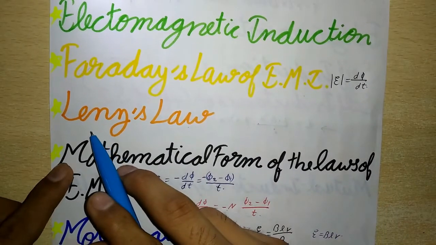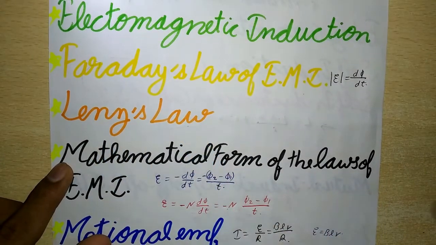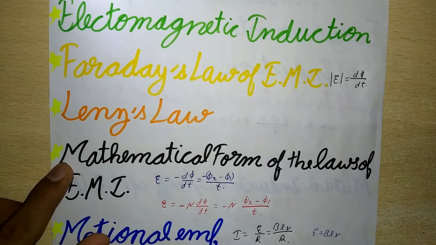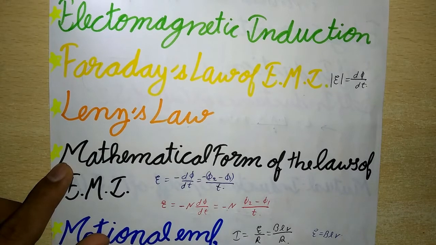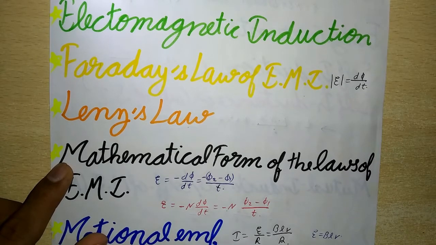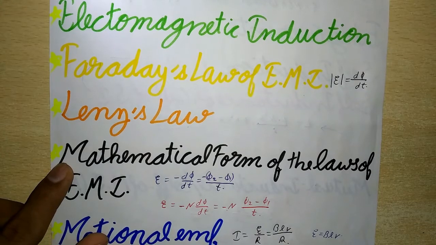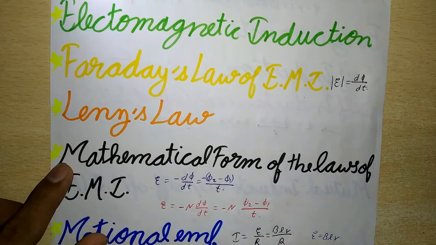Now, next is Lenz's law. It states that the direction of induced current is such that it opposes the cause which produces it. It means it opposes the change in flux.